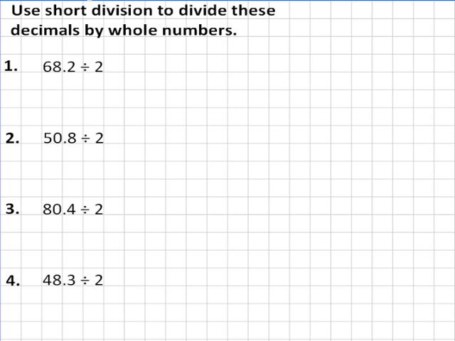Okay, so with the first one, 68.2 divided by 2. Let me just recap the skills that we'd use as if it was a whole number, 682 divided by 2. I would write something like this, 682 divided by 2. And then I would do 2 into 6. 6 divided by 2 is 3. 2 into 8, or 8 divided by 2 is 4. And 2 into 2, or 2 divided by 2 is 1. So I get the answer of 341 for that. Hopefully those skills are something you remember from before.